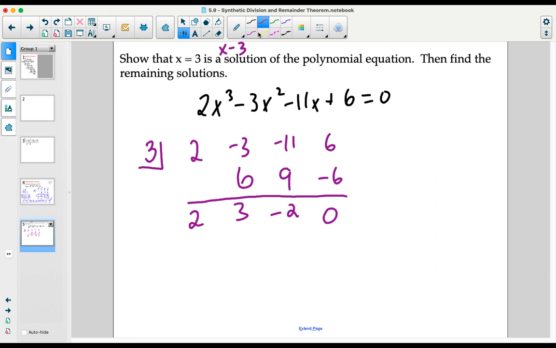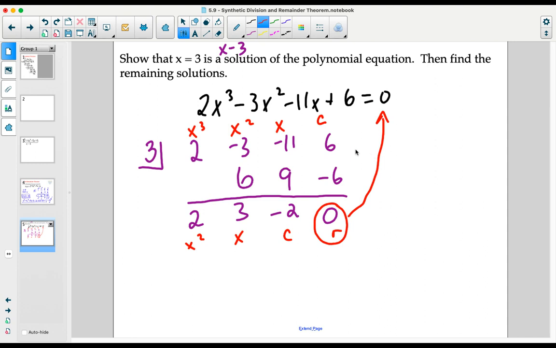And because our original polynomial went x cubed, x squared, x and a constant, we know that our quotient is going to go x squared, x, the constant, and the remainder. If this was a question strictly about the remainder theorem, this is where we would stop. We would recognize that x equals 3 gave us a remainder of 0. That means that it's a solution, and we would be done.